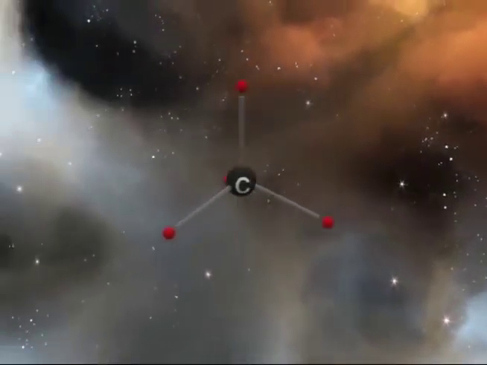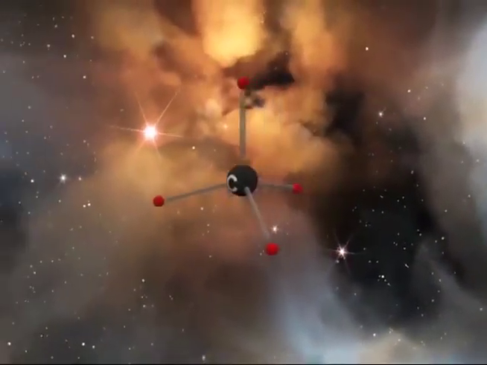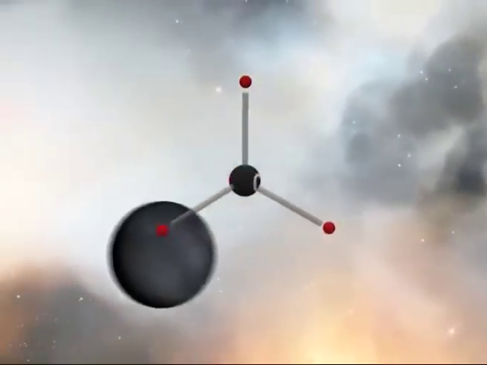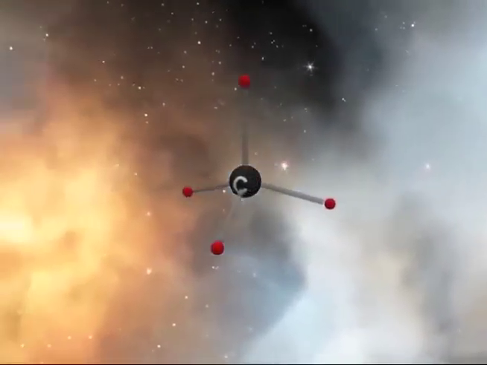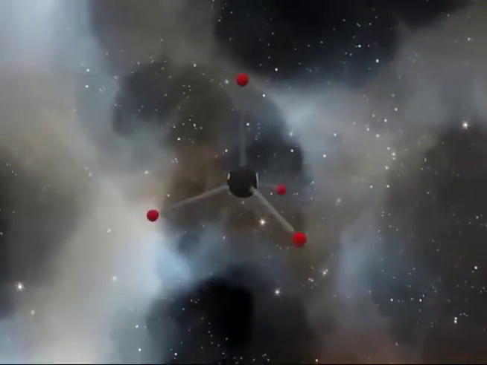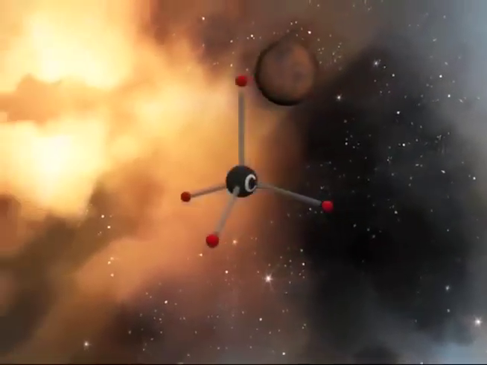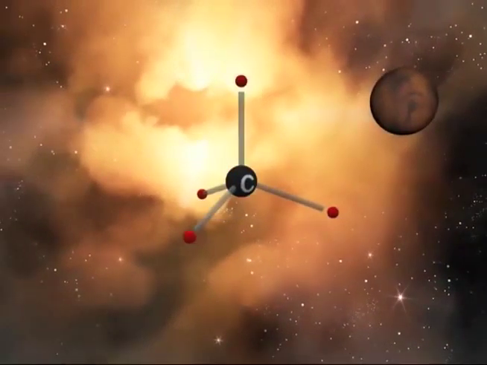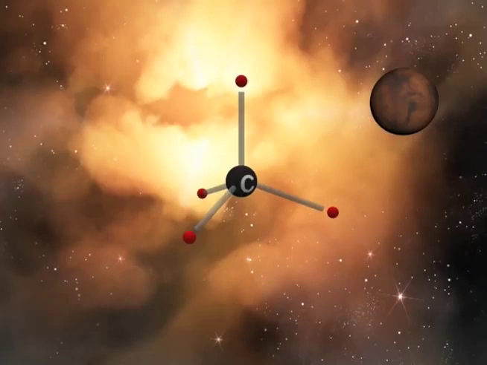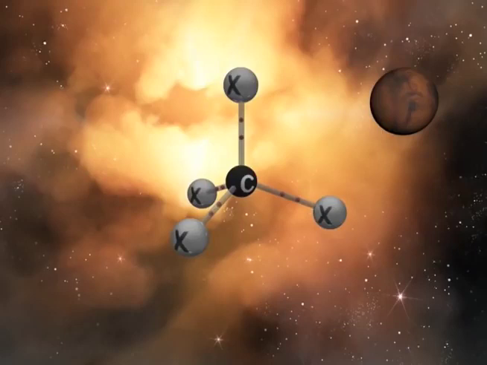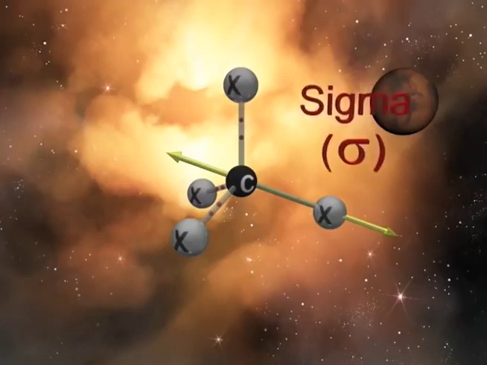Each of the 4 sp3 hybrid orbitals contains 1 electron capable of forming a covalent bond. The sp3 hybridized carbon is now capable of forming 4 covalent bonds. Here, X represents any atom with a valence electron capable of forming a covalent bond. Because the electron density is symmetrically located about an imaginary line that runs through the 2 adjacent nuclei, we call these bonds sigma bonds.